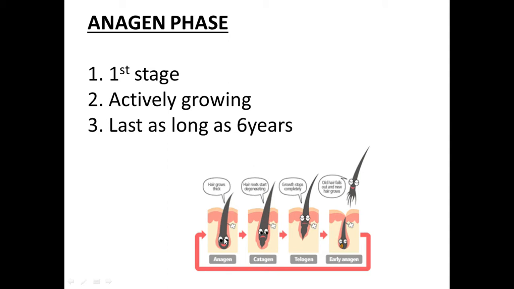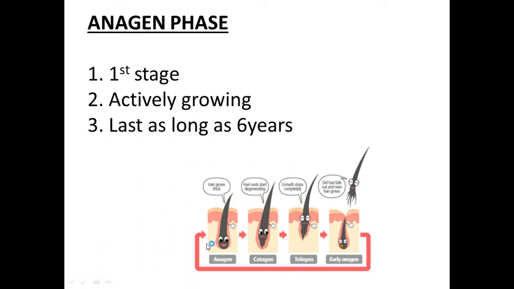So in the anagen phase, the hair actively grows. It grows because the cells present in the bulb area divide actively or rapidly during this stage, which leads to the growth of the hair. This stage lasts generally for 2 to 6 years depending upon the person. Approximately 90% of the hair is present in the anagen stage at any given time.